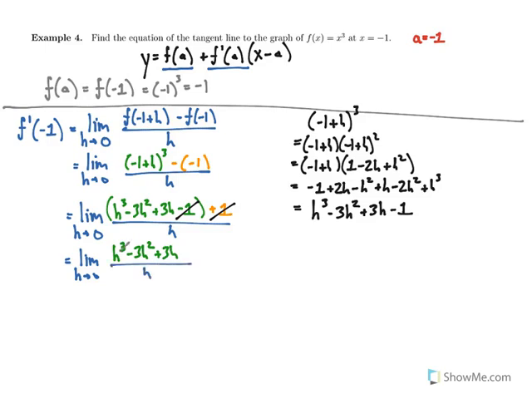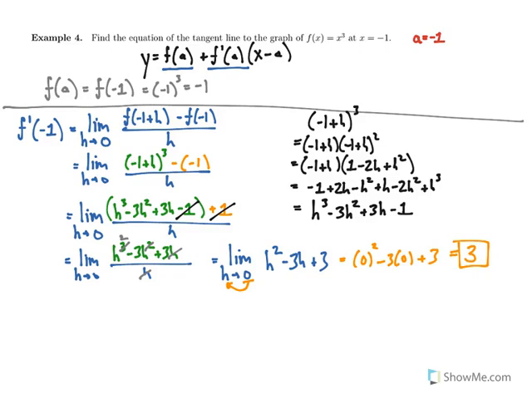And we can cancel out an h out of every single term. And we're left with the limit as h approaches 0 of h squared minus 3h plus 3. And now when I plug in 0 for h, we have 0 squared minus 3 times 0 plus 3. And our answer is positive 3. That's our derivative.